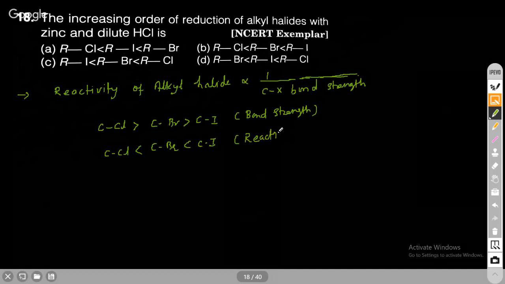And one more thing that you know, that iodine is the best leaving group. That is why, because you can dissociate this bond easily, right? When this bond dissociates, then only reactivity or reaction proceeds. So that's why the reactivity is this. Option B is right. Next question.